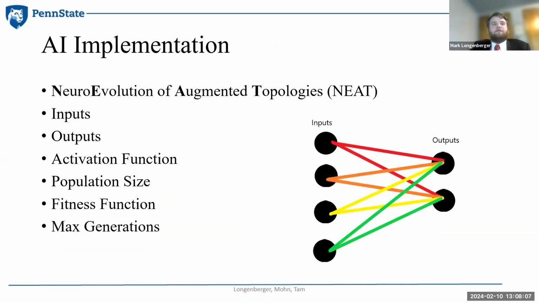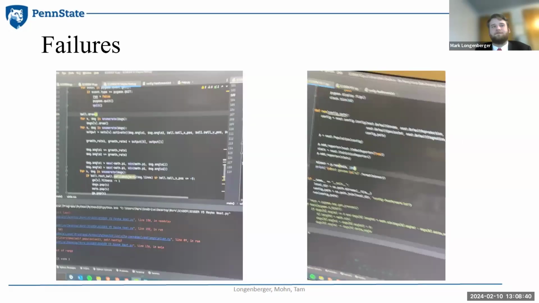So for the artificial intelligence implementation, we decided to use the NEAT algorithm, which stands for NeuroEvolution of Augmenting Topologies. The way this algorithm works is it takes defined inputs from a user, assigns weights to each of these inputs, and then uses an activation function to determine whether or not to produce an output. The number of inputs and outputs, as well as the activation function, population size, fitness function, and the max number of generations are defined by the user. This is the ultimate machine learning and AI algorithm we will use to produce our final model.